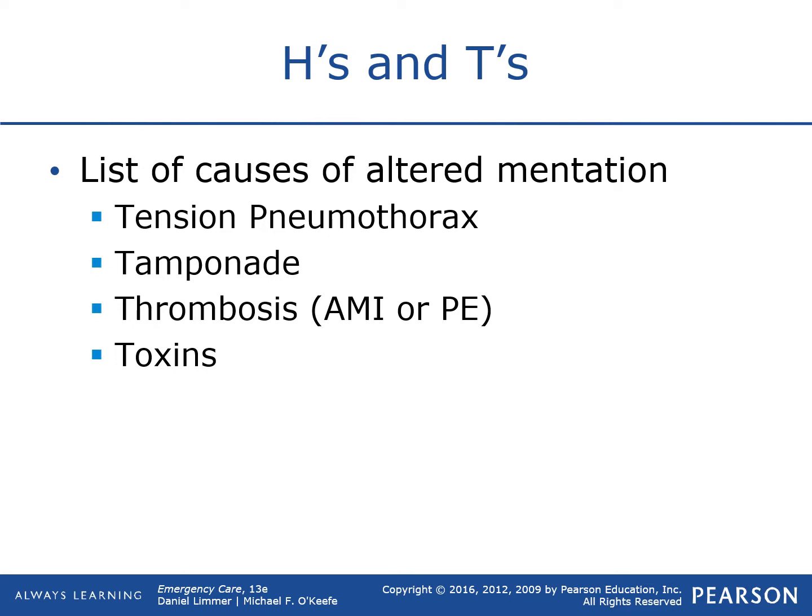So that's a very long list of things that can cause altered mentation between your H's and T's. Some of them are very easy to rule out. It's very easy to rule out hypo or hyperthermia. You take a temperature. It's easy to rule out hypo or hyperglycemia. You take a blood sugar level. So a lot of them can be ruled out very fast, but it's a long list of things to go down, and there are some things that we can't definitively rule out.